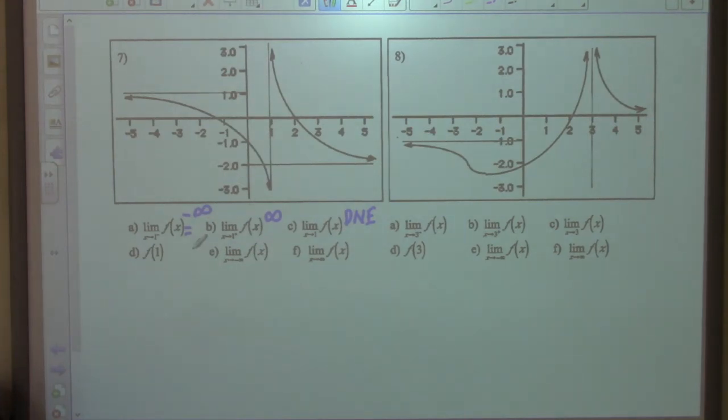And f of 1 is, I don't see anything, right? And now the limit as x approaches negative infinity of f of x is? Negative infinity? What is it going to be as x approaches negative infinity? That's not what it looks like to me. Oh, 1. Looks like 1 to me. Now the limit as x approaches infinity of f of x is? Negative 2. Looks like negative 2.